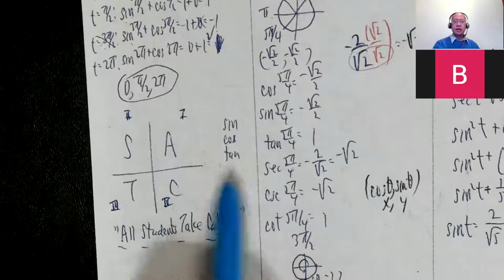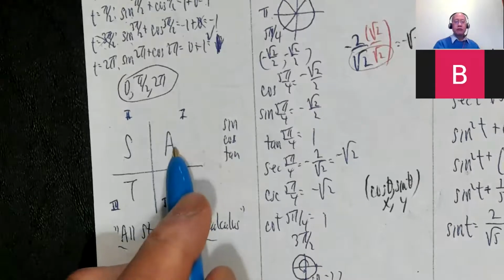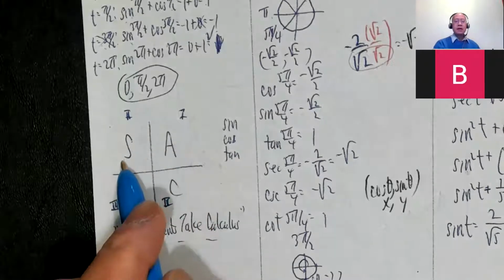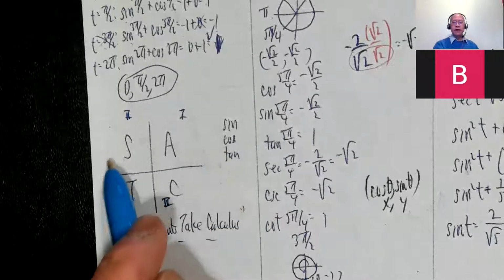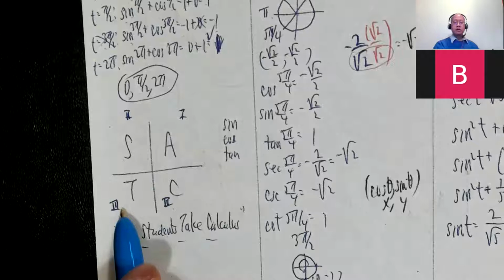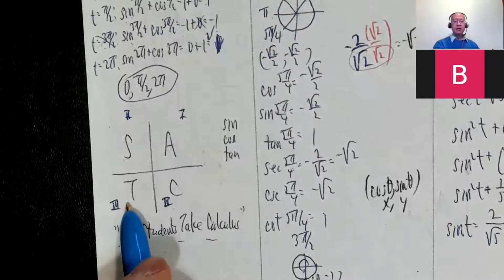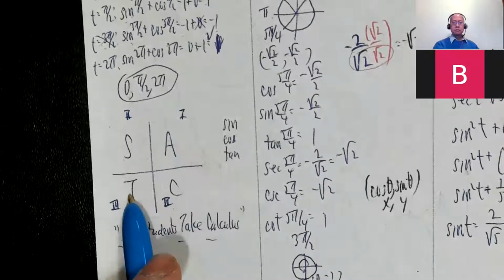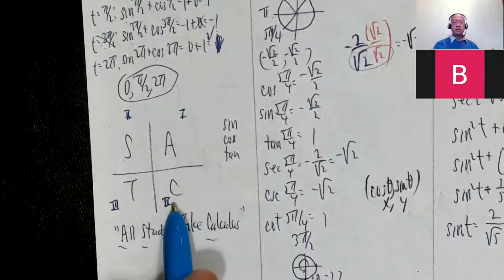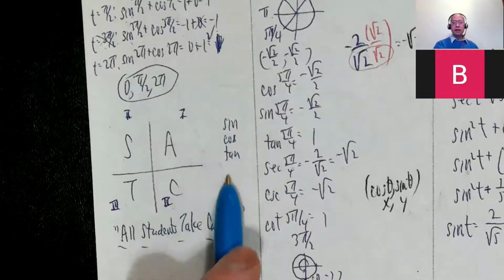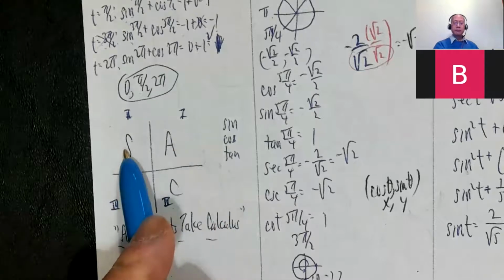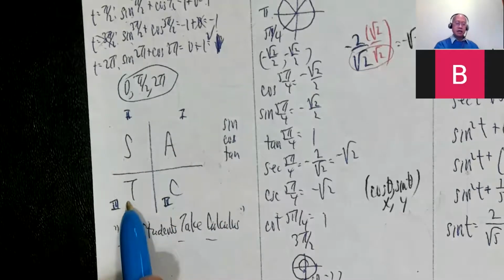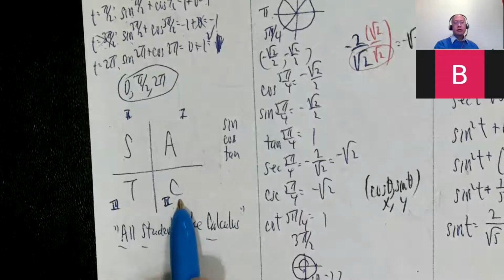Meaning for sine, cosine, and tangent, A stands for all of them are positive. Second quadrant, S stands for sine is positive, which means the other two are negative. Quadrant 3, T stands for tangent, therefore the other two are negative. And fourth quadrant, C is cosine is positive, then the other two, sine and tangent, are negative. So here all three are positive. Only the sine is positive, the other two are negative. Only the tangent is positive, the other two are negative. And only the cosine is positive, the other two are negative.